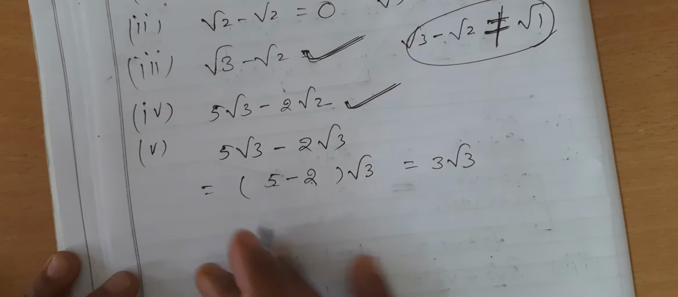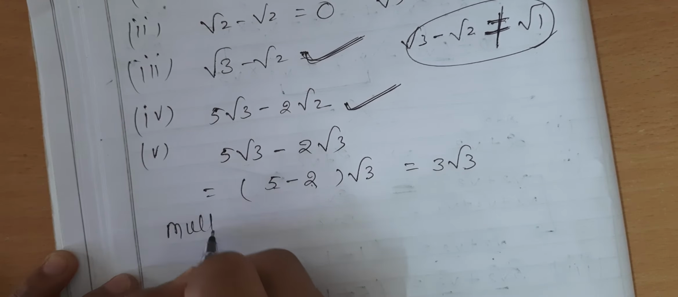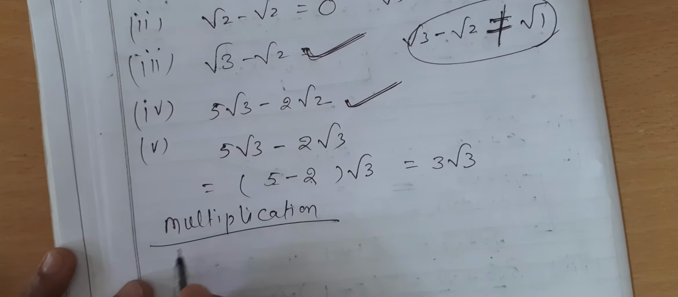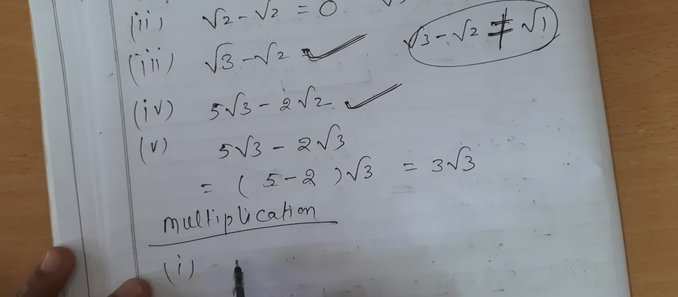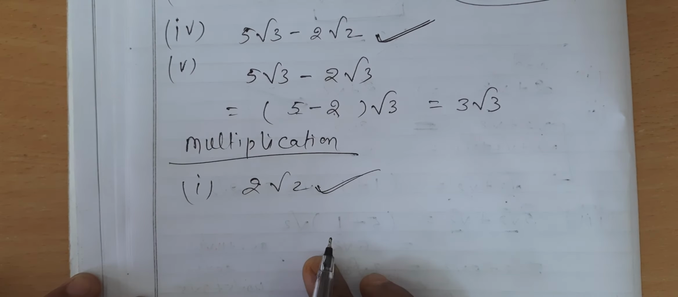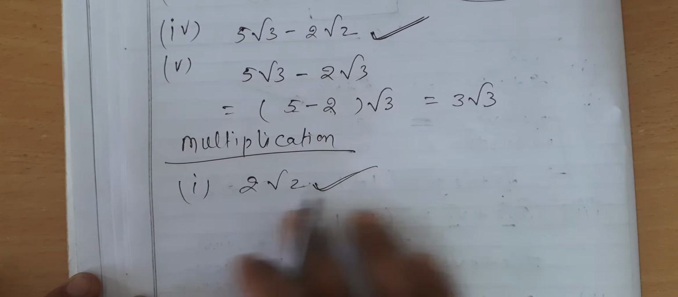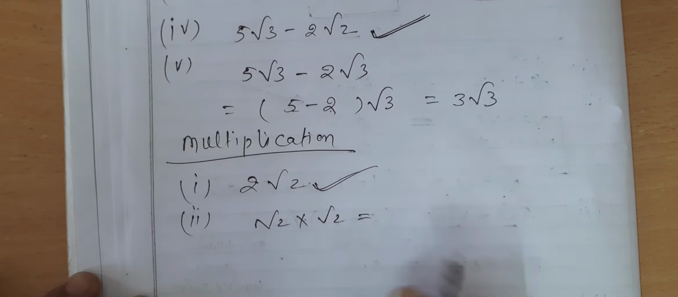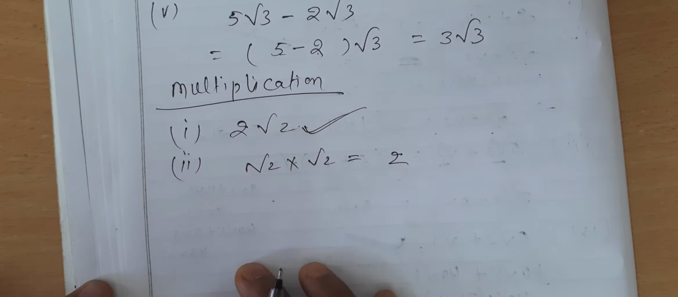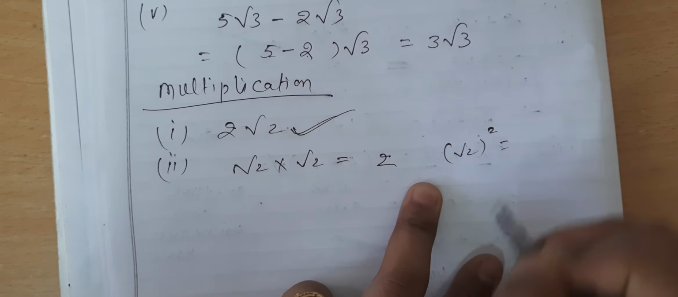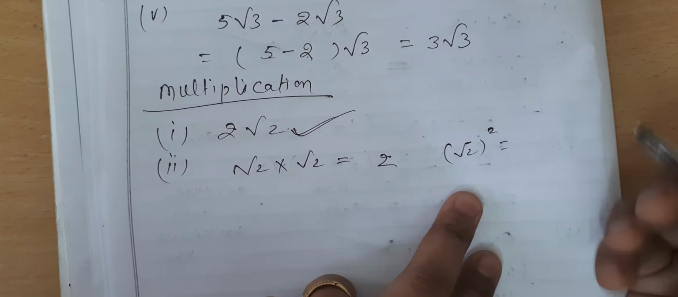Now multiplication. If I ask you to multiply 2 and root 2, say madam this is the only answer. Okay, we cannot further simplify. Multiply root 2 and root 2, say madam it is 2. Because root 2 multiplied by root 2 means root 2 square, and square of a root is that number only.